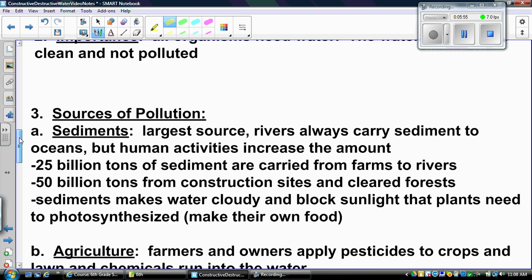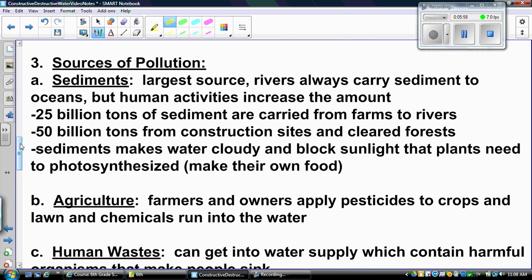Okay, so now let's talk about what happens when our water gets polluted. What are those sources of pollution? There are a lot of sources. So number 3, you're going to have a lot of notes on the sources of pollution. The largest source of pollution is sediments.